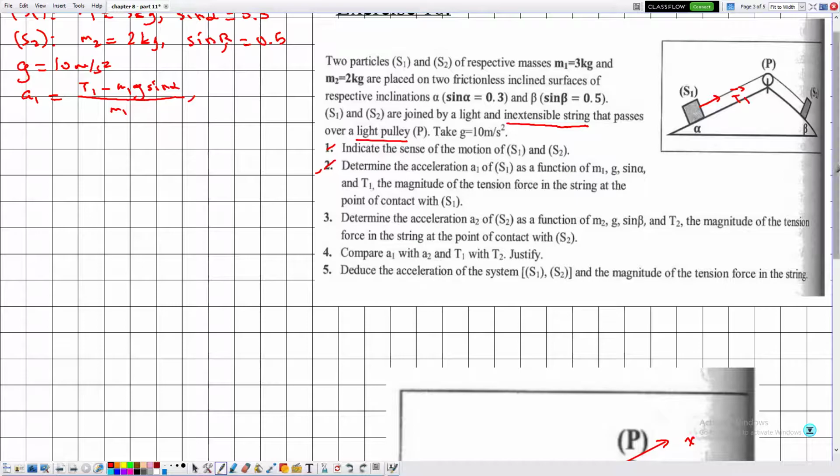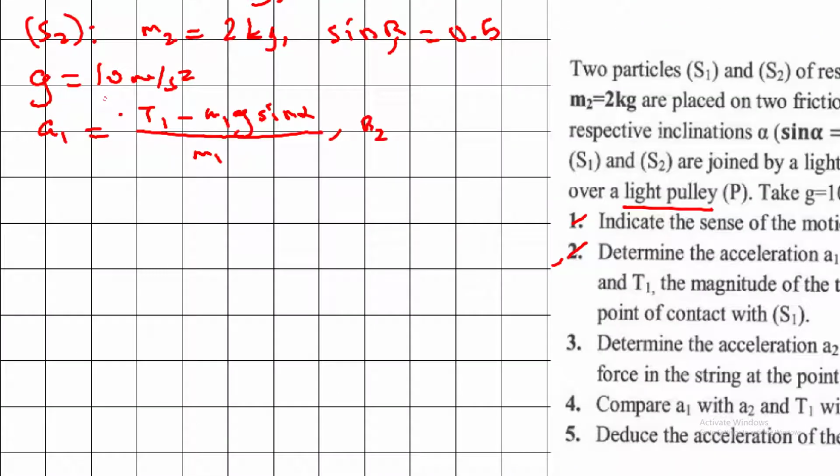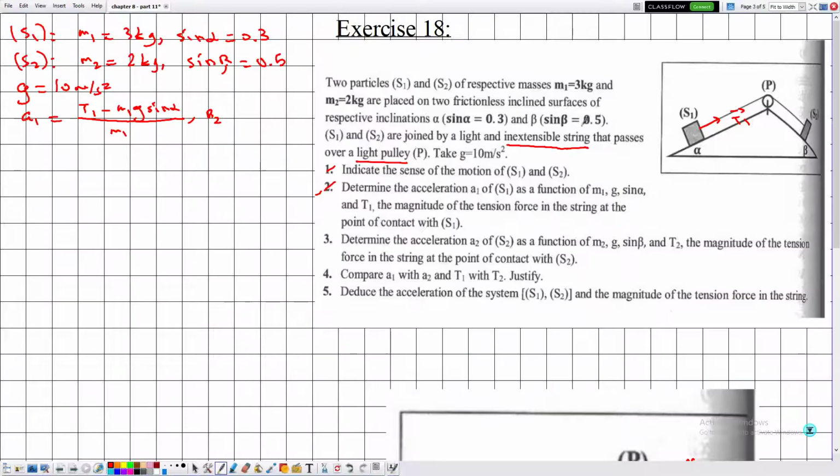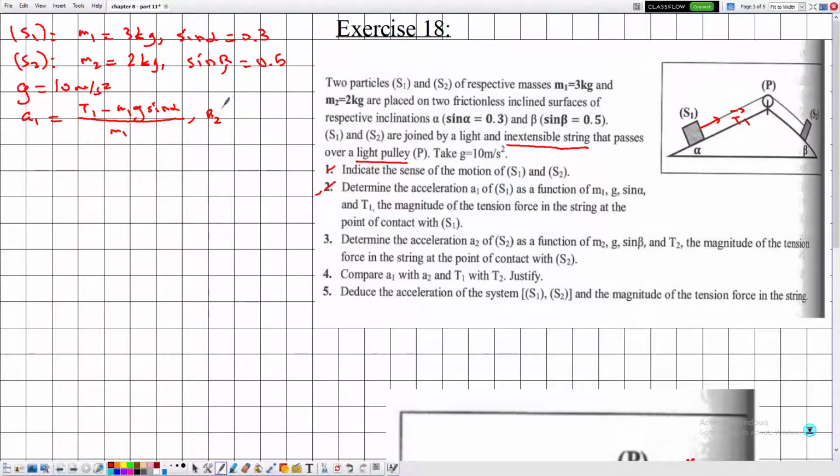they are asking us to calculate the acceleration A2 of S2 as a function of M2 G sine beta and T2. So here it will be exactly the same. Now I will do the explicit steps, but one can directly inspect and check the value of A2. There is a difference in sign here: this will be minus, this is plus, because the direction of motion will be downward along the inclined plane. So the acceleration A2 will be given by minus T2 plus M2 G sine beta, divided by the mass M2.